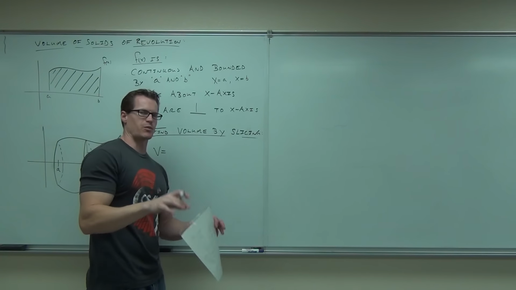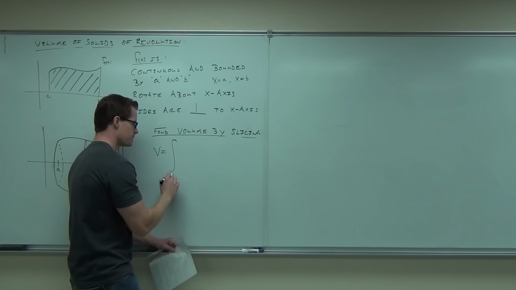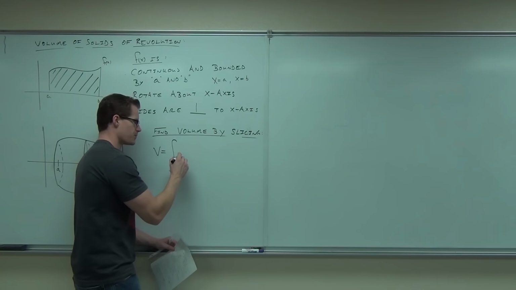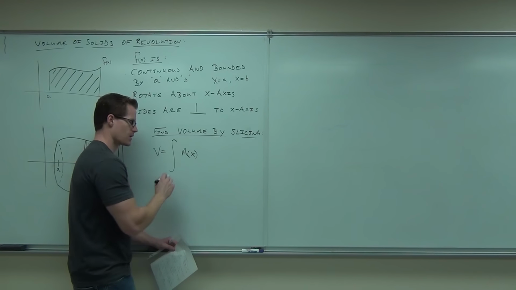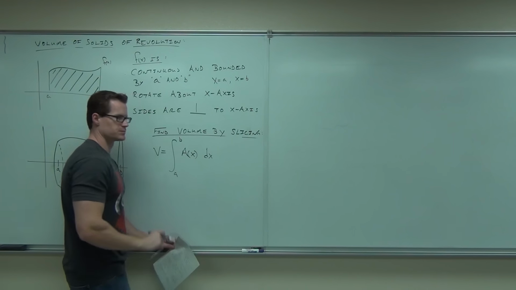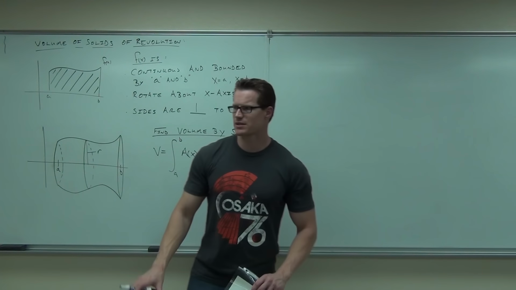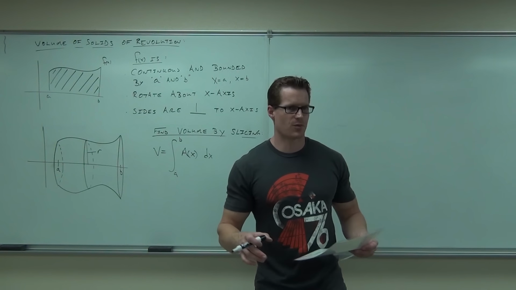Here's the idea that we came up with last time. What we came up with last time is that the volume should be some integral of the surface area from A to B across my interval. Do you remember doing that from last time? Refresh your memory on your notes or the video. That's what we came up with from our solids of revolution.